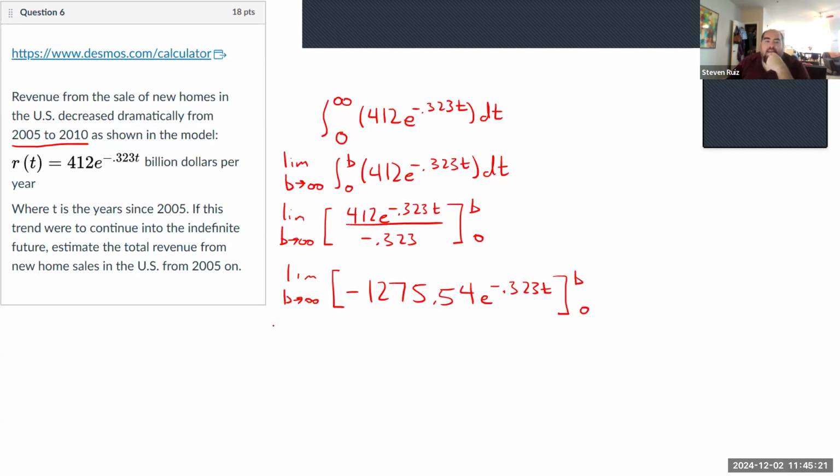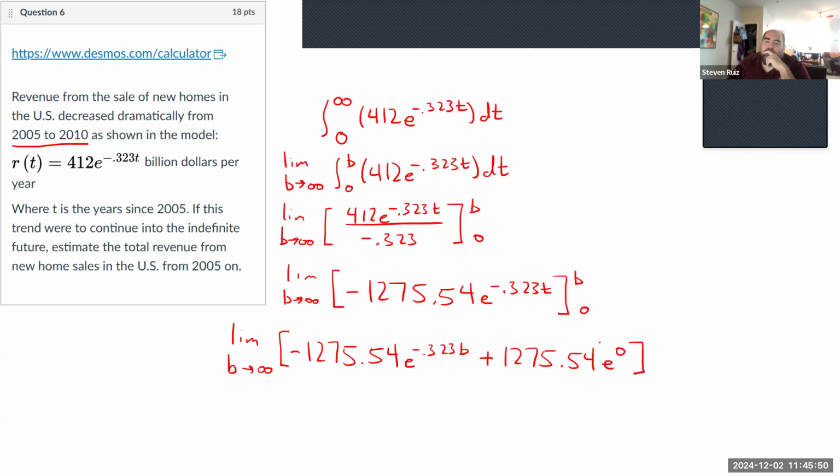So let's plug in these limits and see what happens. The limit as b goes to infinity of negative 1275.54 times e to the negative 0.323b, minus negative, so plus, 1275.54 times e to the 0. Okay, so e to the 0, that is 1. So basically this right-hand term is going to be 1275.54. But what about this left-hand term?